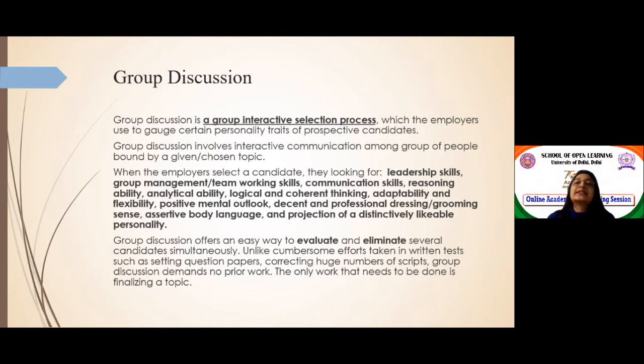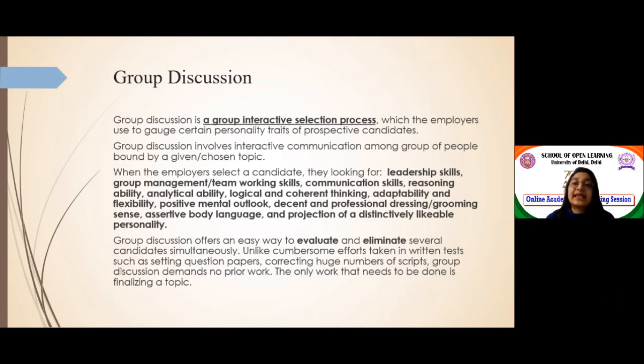All right, so let's see what a group discussion is. A group discussion is a group activity selection process which employers use to gauge certain personality traits of prospective candidates. Group discussion involves interactive communication among a group of people bound by a given or a chosen topic.